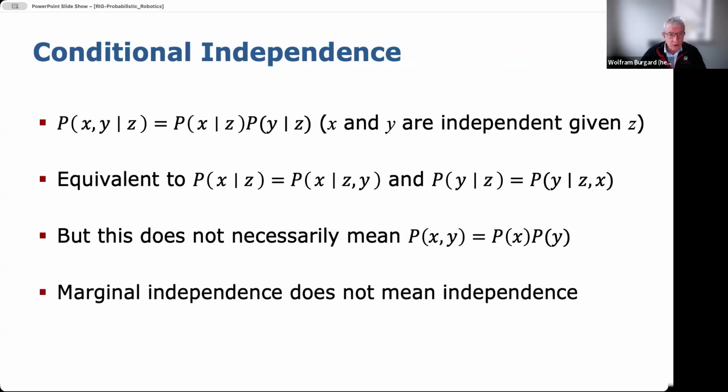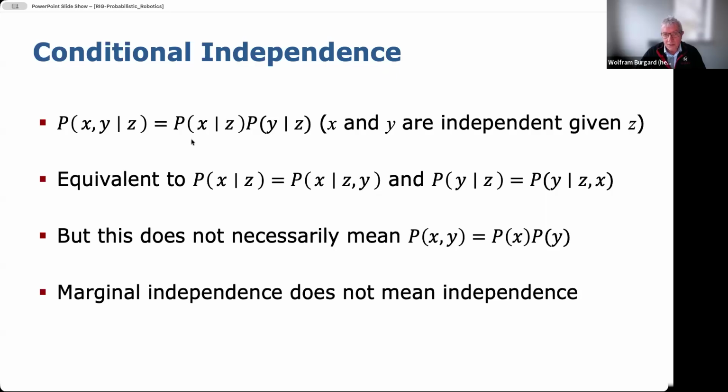A few words about conditional independence. So we spoke about independence, which basically means P of x and y equals P of x times P of y. But there's also conditional independence, which is different, which basically means that x and y are independent given Z.